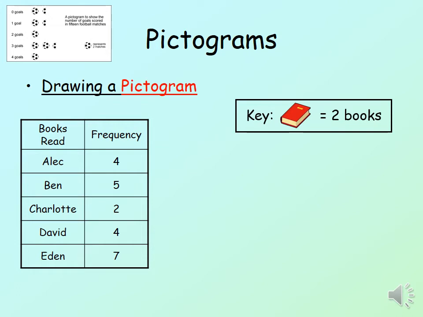So we're going to draw this frequency pictogram to represent the number of books read. So the key that I've chosen is that one book represents 2 books. So I'm going to pause for 5 seconds so that you get a chance to freeze the screen. Okay, so the instruction is to draw this table into a pictogram.